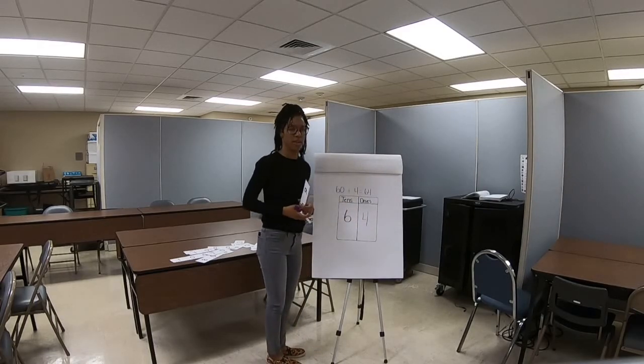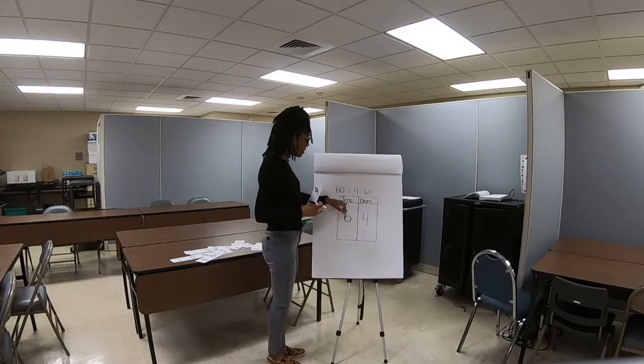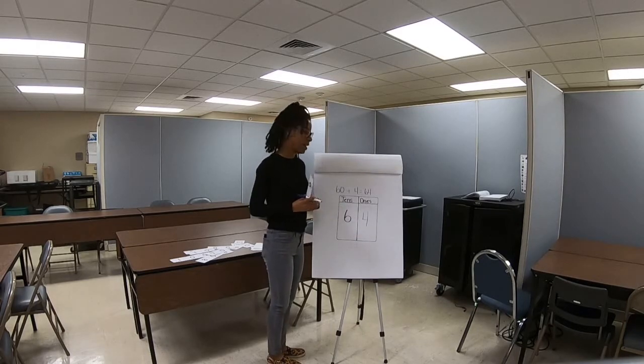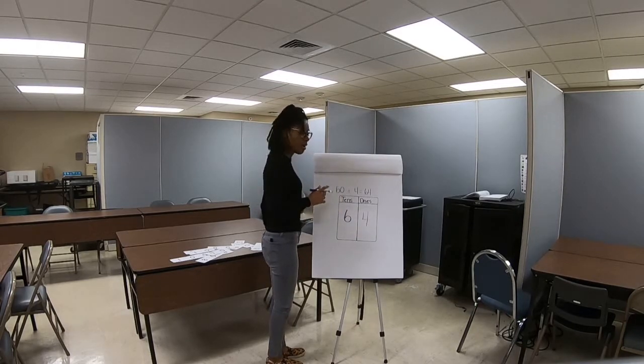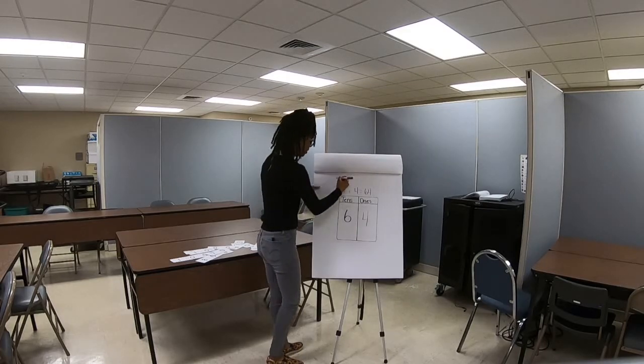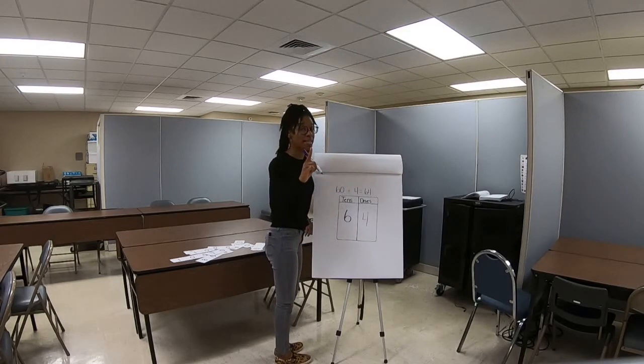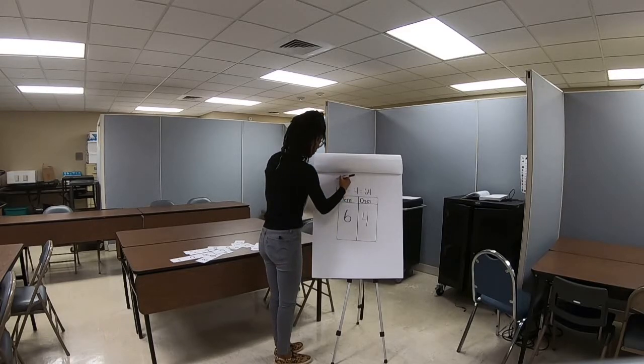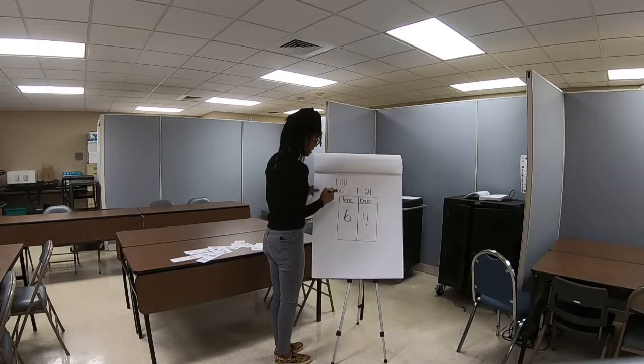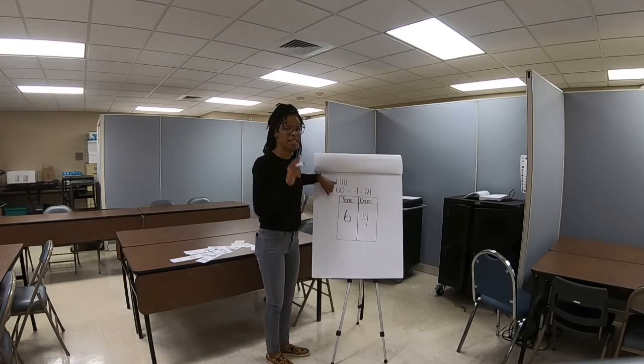So let's look at our place value chart. We have 6 tens and 4 ones. Go ahead and draw 6 tens. And we're going to count by tens while we're drawing. 10, 20, 30, 40, 50, 60. So how many tens did we draw?